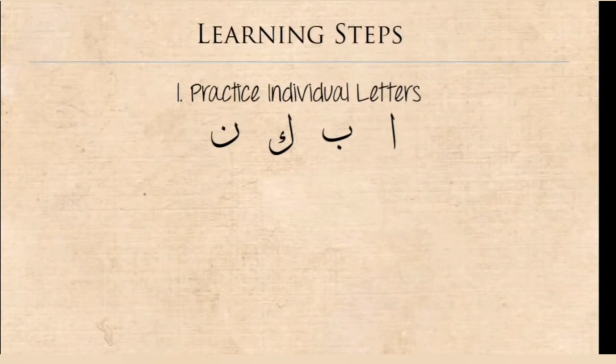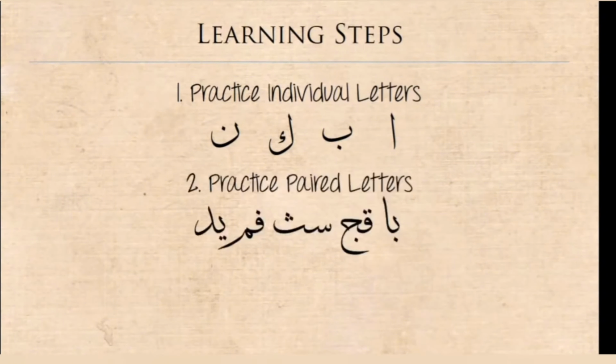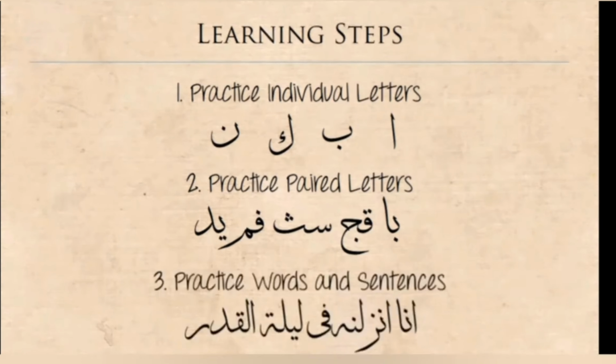Now let's go through the learning steps. First of all, when you start practicing, you will start with the practice of individual letters. Once you learn how to write the individual letters, then you start paired letters, like combination of 2 letters and then combination of 3 letters. And then when you're done with it, then you start sentences. You'll start practicing the complete sentences. This is how you take the practice step by step.